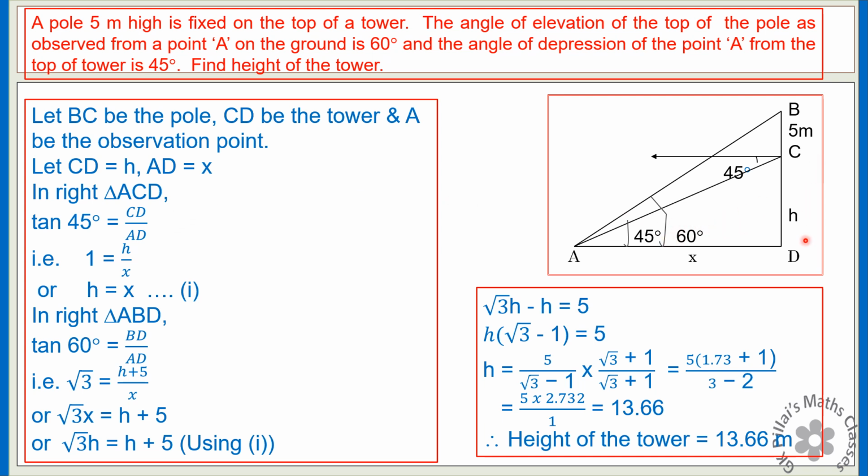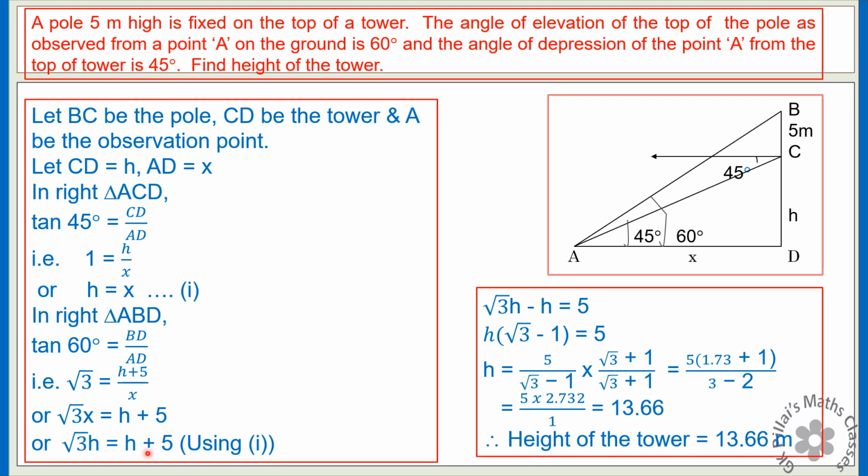Tan 45 equal to CD upon AD. 1 equal to h upon x, h equal to x. Now we will take the bigger triangle. Tan 60 equal to h plus 5 upon x. If you write complete steps, proper steps, there will be no confusion by the people who are correcting your answer sheets. So we will write cross multiply and instead of x we will write h.